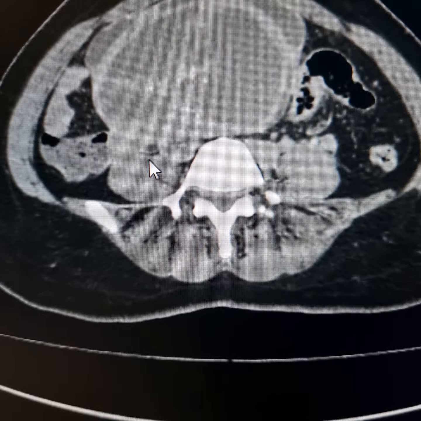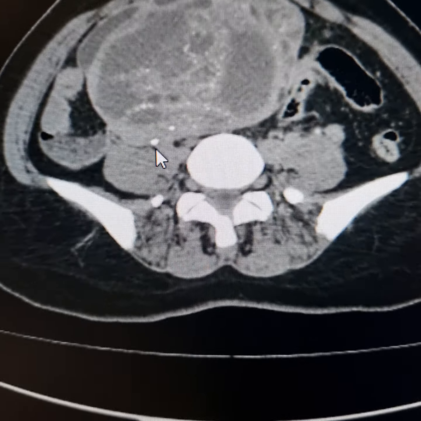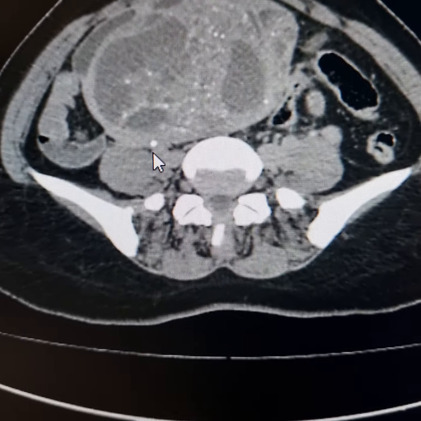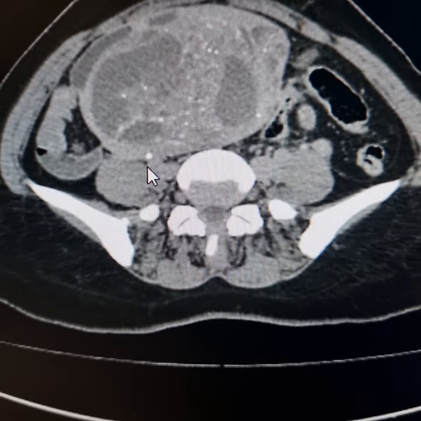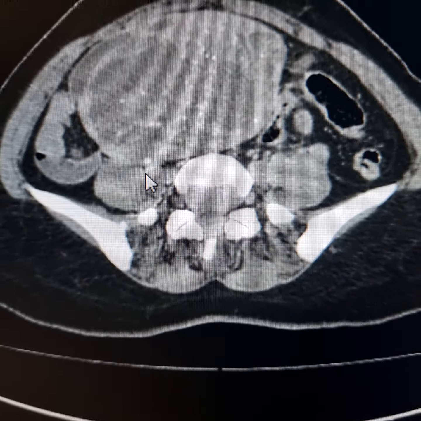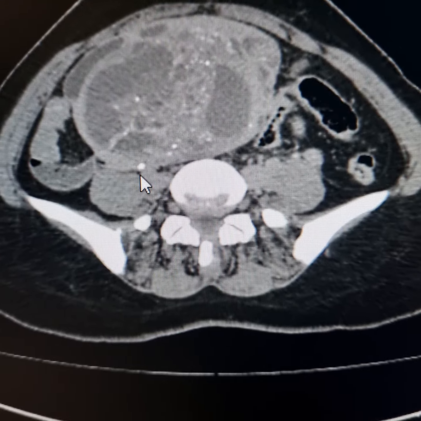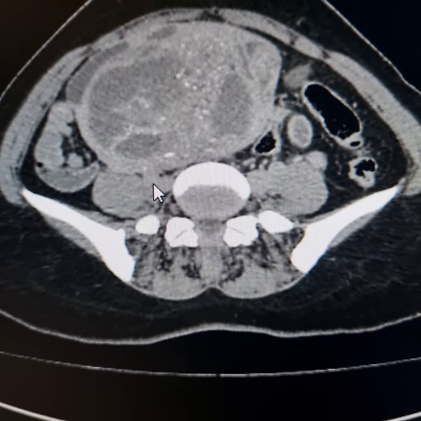There is a calculus here. Now this one is the calculus here. This has obstructed the right ureter, resulting in mild hydroureteronephrosis and the dense nephrogram. I will show you this calculus on the sagittal scan.